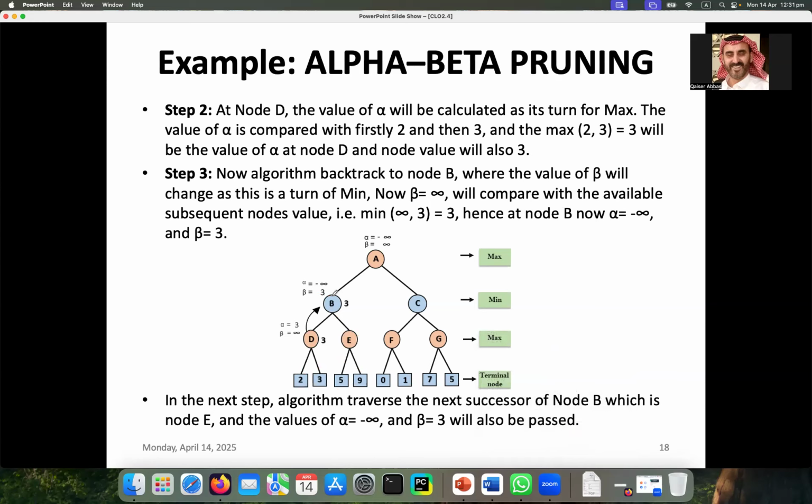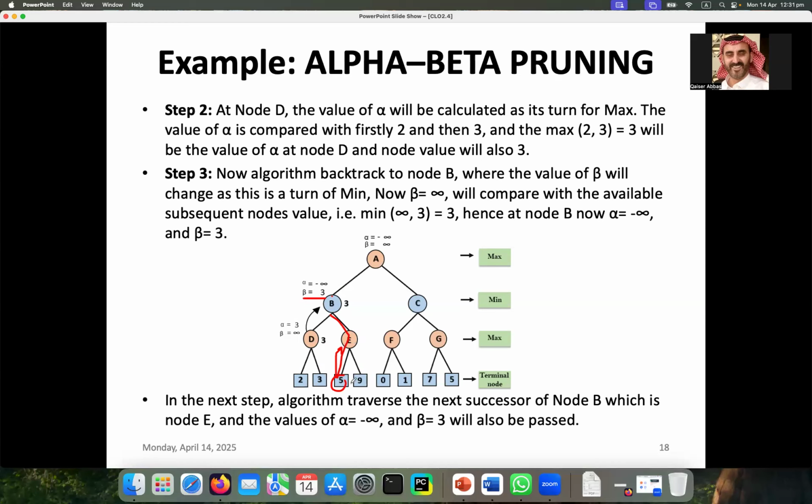So up to this point, you have the value of beta 3. Now, when you come here and open this first branch, you will have the value 5. Okay, the max will have that value 5. This is not opened yet. This is not opened yet. So the max will have 5, but this 5, this min player will not accept.